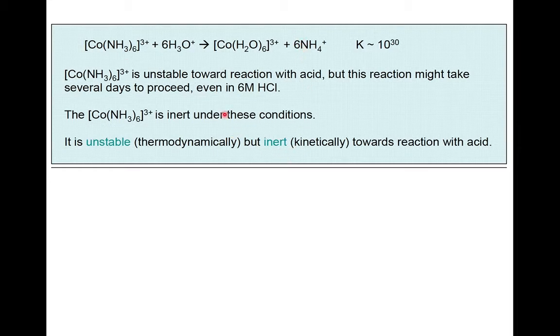Well, what makes it inert? The ammonias must detach from the cobalt center in order to get protonated. But the protonation is favorable once they're detached. And so we're waiting for the kinetics of the reaction. We're waiting for these ligands to be released one at a time in order to be protonated. But once they're protonated, they react very quickly. The rate determining step here is them detaching from the metal center.